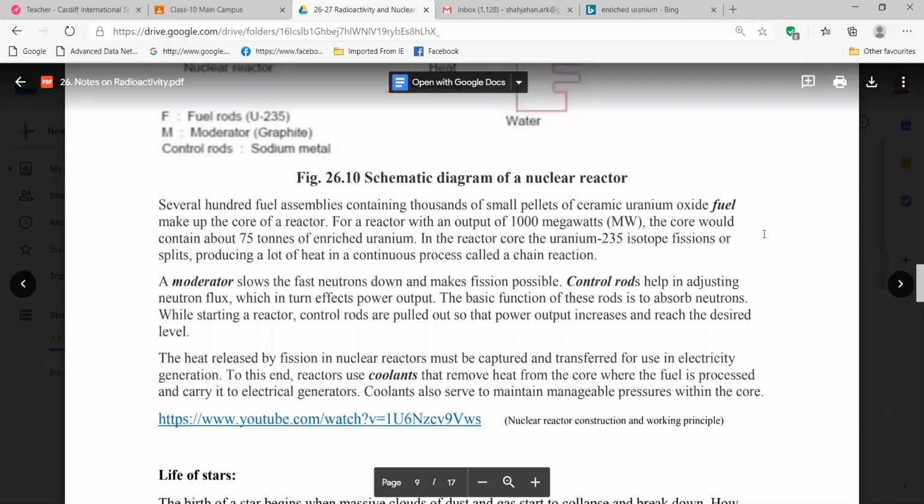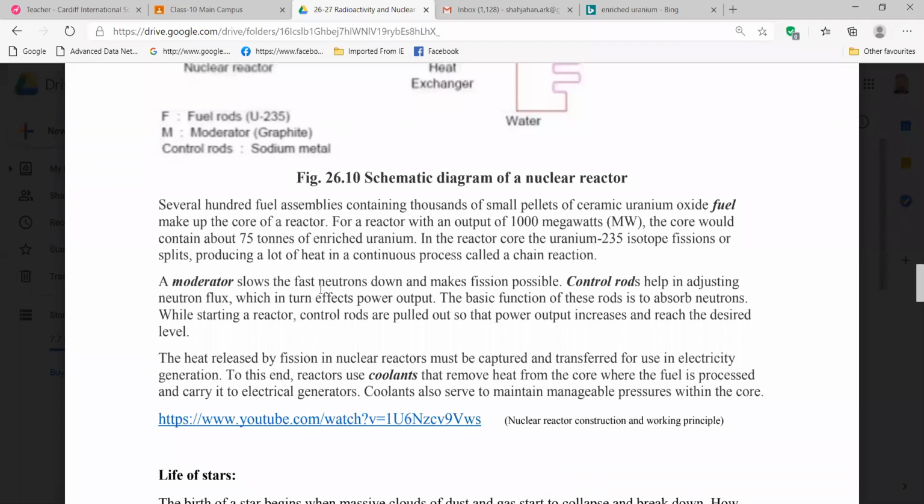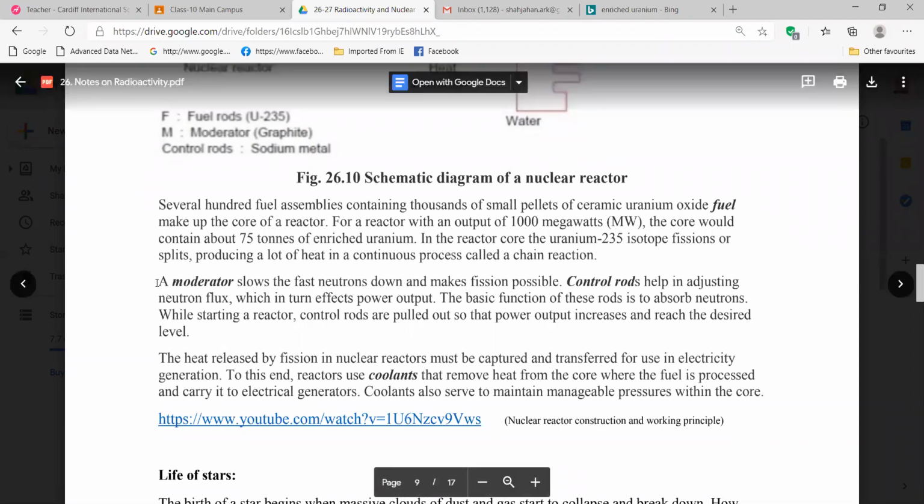We are talking about how we are making the uncontrolled chain reaction into a controlled chain reaction. So here we have these two things, moderator and control rods. These are helping us mostly to do that. So can you continue here, Aisha?